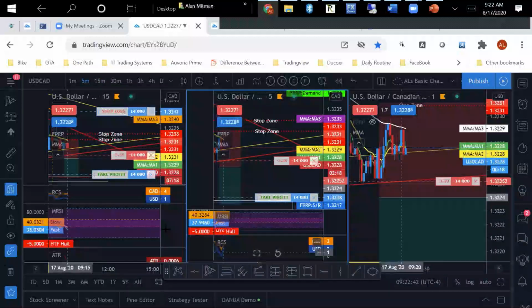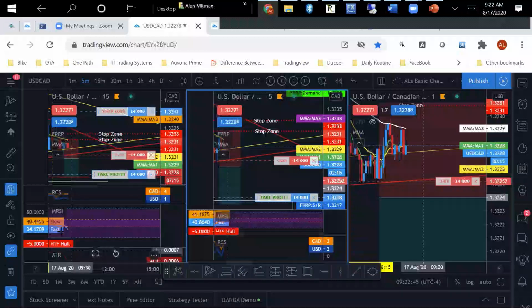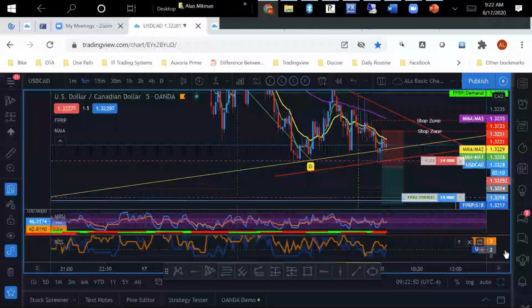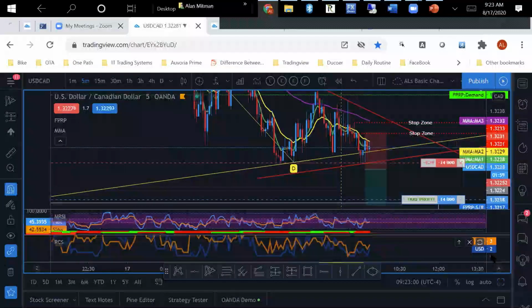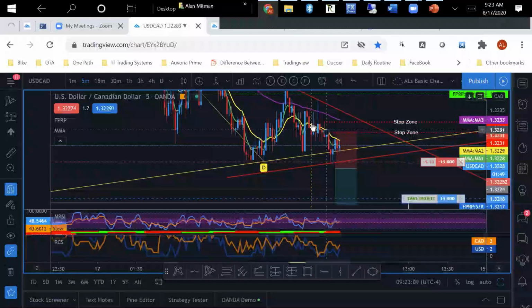And where's my RCS tool on my 15-minute chart? There it is. CAD's still strong by 3. CAD's the second currency of the pair. If it's strong, we're looking for this thing to go short. I'd like to see a little bit more of a spread on this than what we're getting, but we're just going to take what we get. I'm already in this trade. It's still respecting the moving averages. It's still respecting this upper trend line.